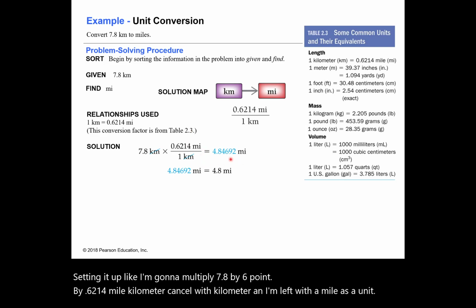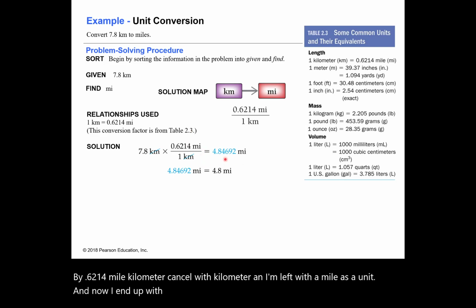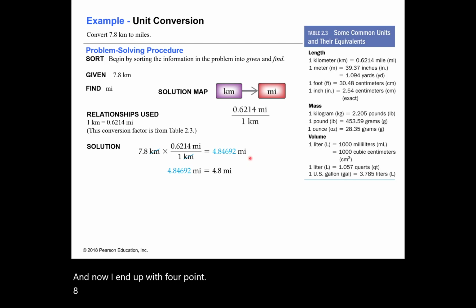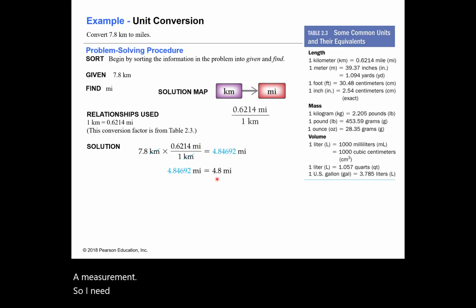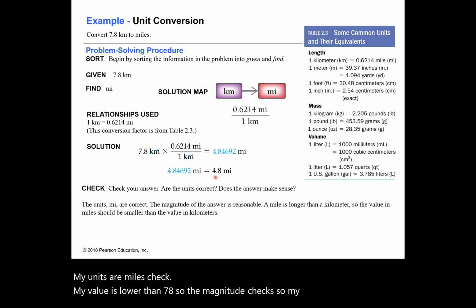And now I end up with 4.84692 miles. I have 4 significant figures in this conversion factor, 2 significant figures in my starting measurement. So I need 2 significant figures in my answer. My units are miles. Check. My value is lower than 7.8, so the magnitude checks, so my answer makes sense, so I can move on.